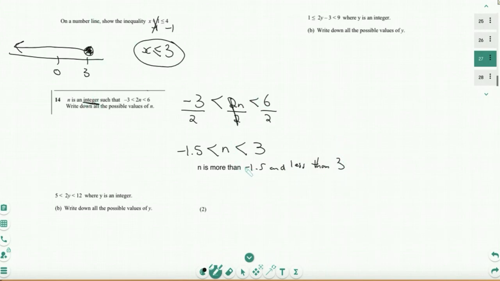So n has to be more than -1.5, so it can be -1, because that's more than -1.5, and it's a whole number. n can be 0, because it's more than -1.5. It can be 1 and 2, but it can't be 3, because n has to be less than 3. So these are the only values you can have, alright? So whenever you're solving, if there's things on either side of n, if you divide by 2 here, you gotta divide by 2 on both sides, okay?